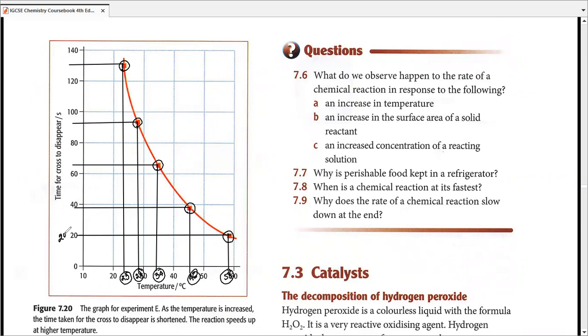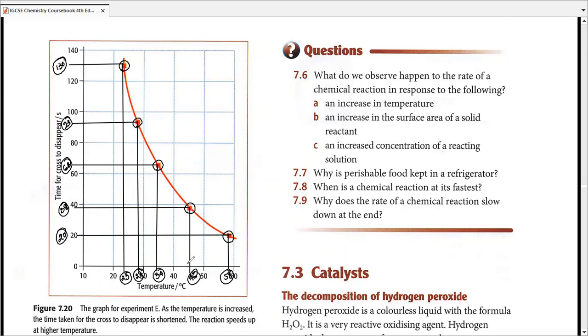Okay, so 20 degrees, this one must be around 38 seconds. This one must be around, let's say, 66 seconds. This one must be around, let's say, 92 or 93 seconds, probably. This one is closer to 130 seconds. So there you go. At 23 degrees centigrade, we can finish the entire experiment in 130 seconds.